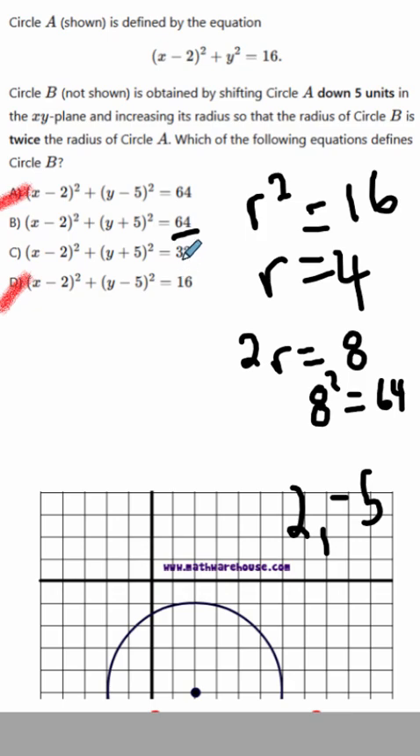I modeled this, as always, off of the way the SAT modeled a very similar question. I just changed up the numbers a little bit. So you've got to be careful. The right side is the radius squared. Reduce it down to the radius, and then double that before you square it and put it back in the equation to get answer choice B.